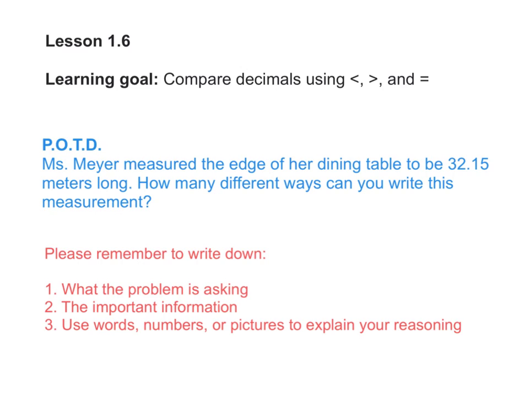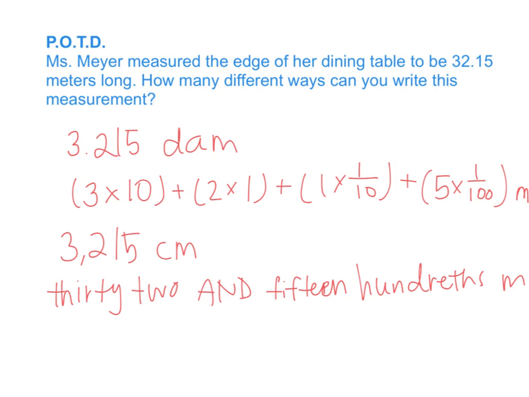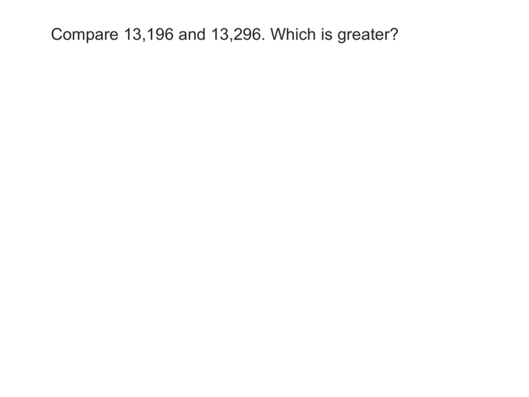Okay, today we are continuing lesson 1.6, and your learning goal today, let's all say it together. I can compare decimals using, this one's called less than, this one's greater than, and this one's equal to. Okay, close enough. Good. Using less than, greater than, or equal to.